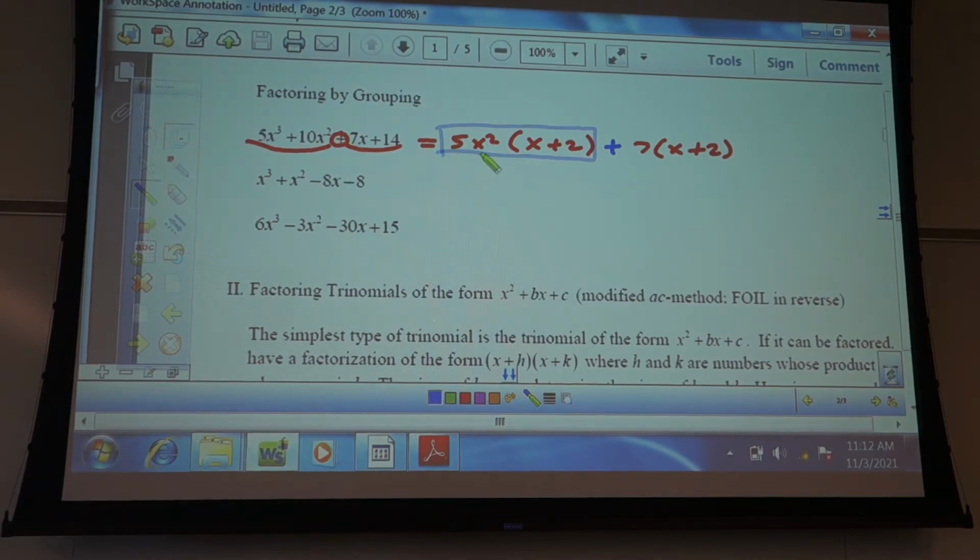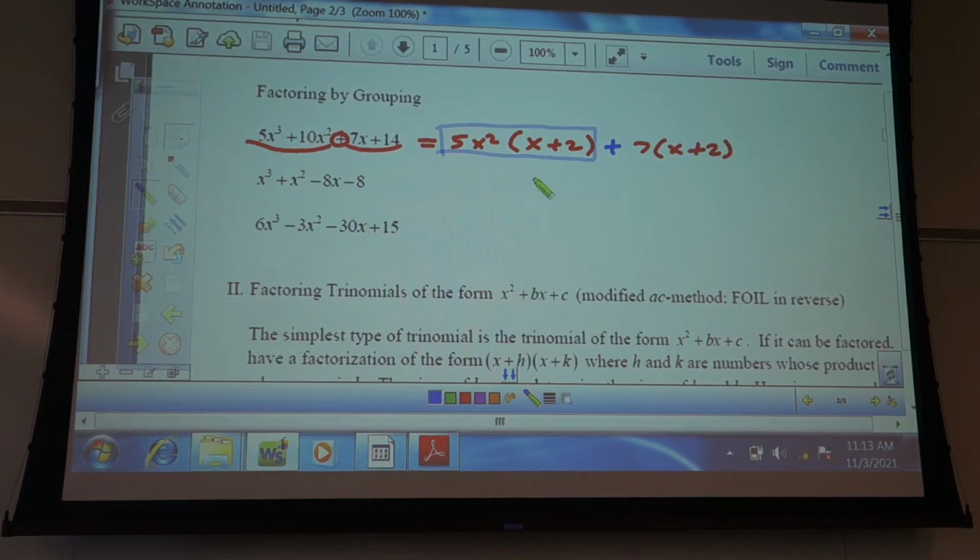5 times x squared times x plus 2. So it's like undoing the distributive property. Right, exactly. That's what we've done. We've undone the distributive property. We pulled out instead of distributing in.